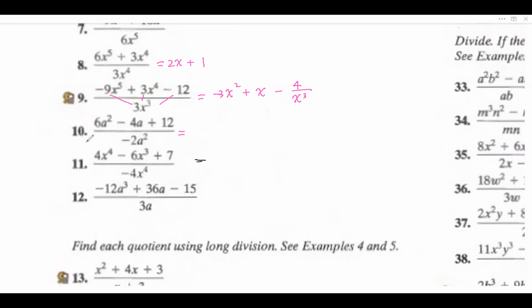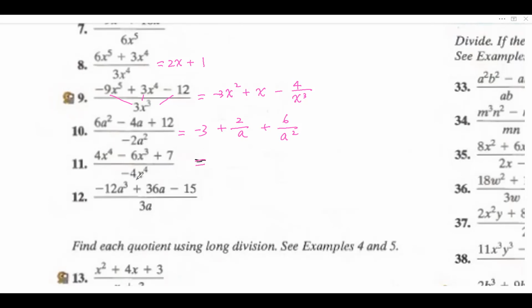All right, see number 10. So here is negative 3, right? Here you have to divide here, negative 3. What about the second one? The second one is 2 over a. What about the third one? 6 over a squared, right?